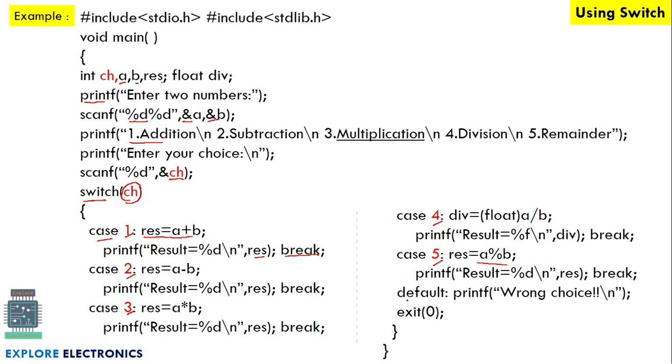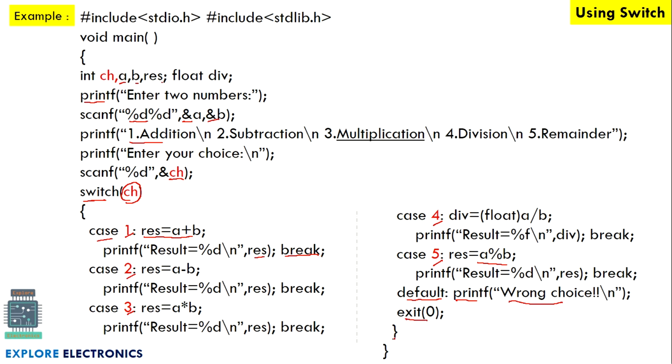We also have written a default case wherein if the user has entered any number other than these 5 numbers, it will directly go to this default block and execute this statement. It will say it is a wrong choice. Then we need to write exit 0 and it will come out of the switch case statement.